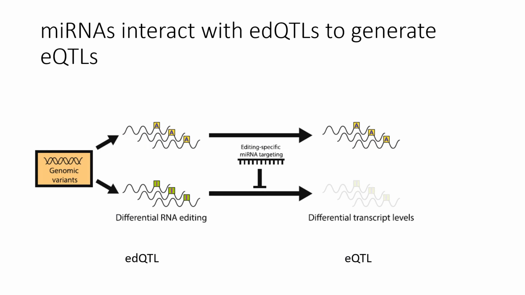We demonstrate that microRNAs can interact with EDQTL events to generate expression QTL by targeting the mRNA in an editing-specific manner. Since individuals with different genotypes would have variable RNA editing levels, this would result in variable steady-state gene expression levels for these individuals.